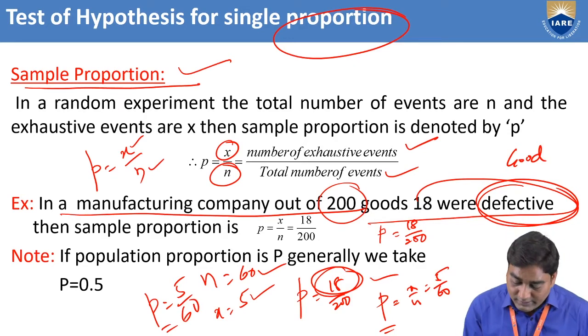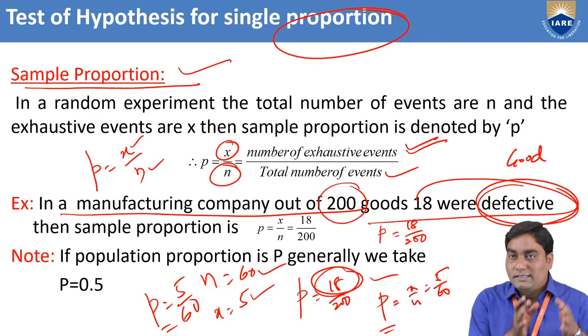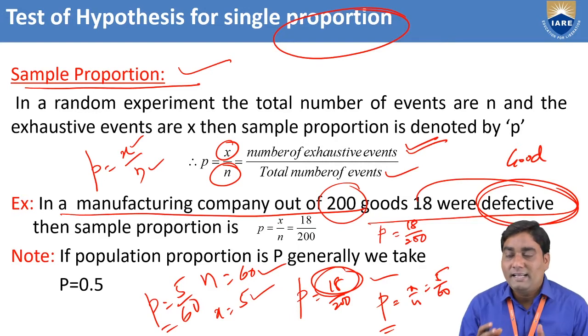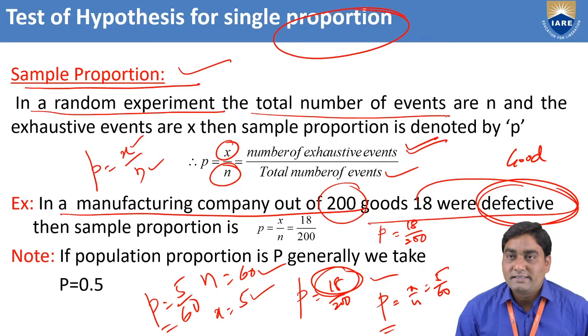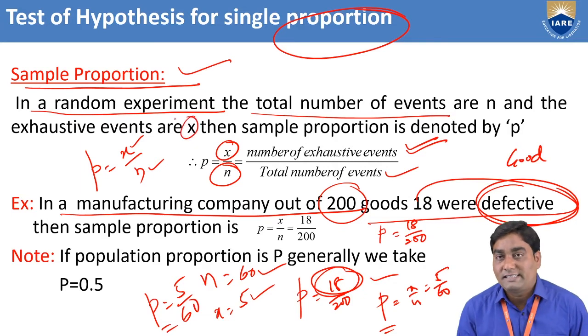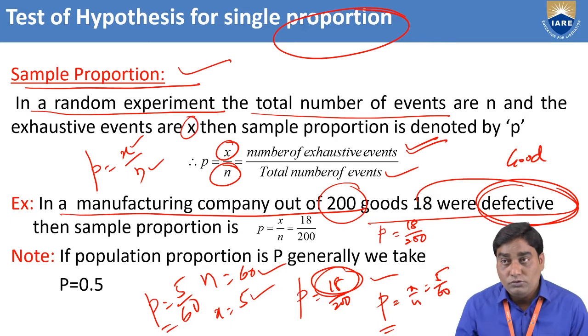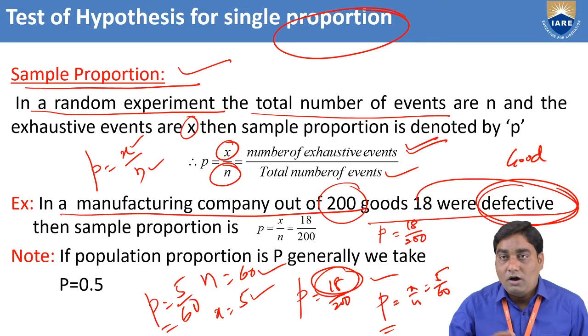Whatever the statement is given, the number of exhaustive events by the total number of events is known as the sample proportion for the particular event. So that is the definition. In a random experiment, the total number of events is n and the exhaustive events are small x. Whatever the exhaustive events are, either it may be success or failure, either good or defective, either excellent or bad.